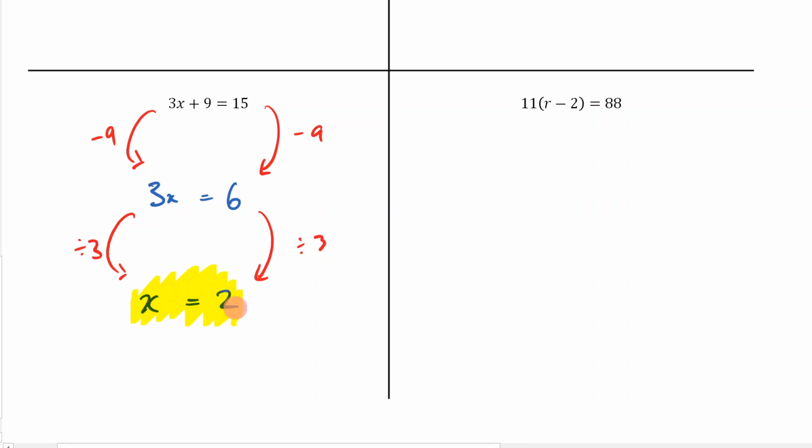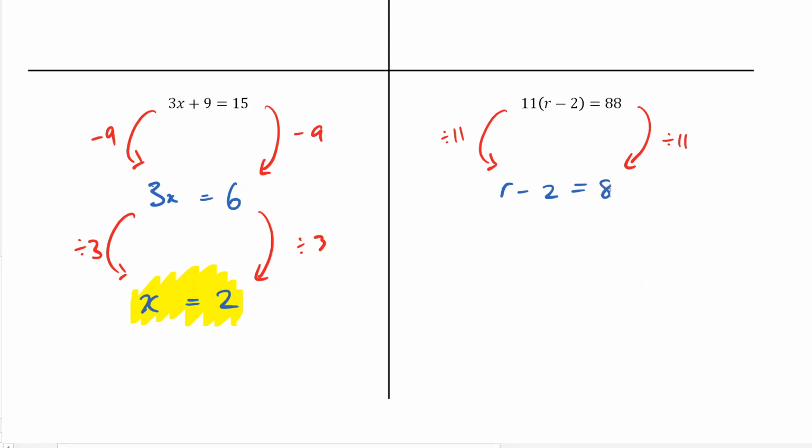We keep on chugging along here. Remember to pause if you are not. We are now, what are we going to do first? I want to get rid of this 11 first. So I'm going to divide by 11 because this is 11 times this, right? So I'm going to divide by 11 first. That's going to leave me with r minus 2 is equal to, oh, sorry, not 88, because it's 88 divided by 11, so it's 8.